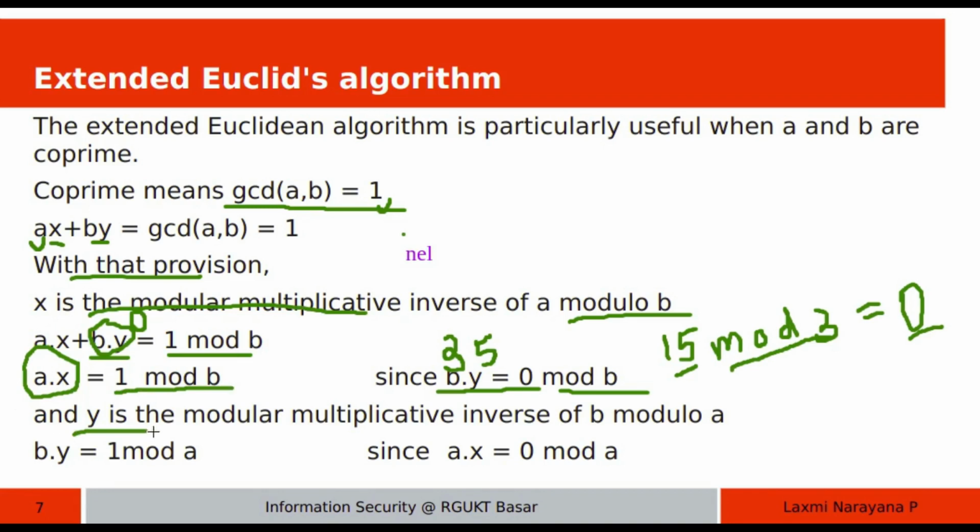Similarly, y is the modular multiplicative inverse of b modulo a, because ax equal to 0 mod a, so b into y will be 1 over modulo arithmetic a.